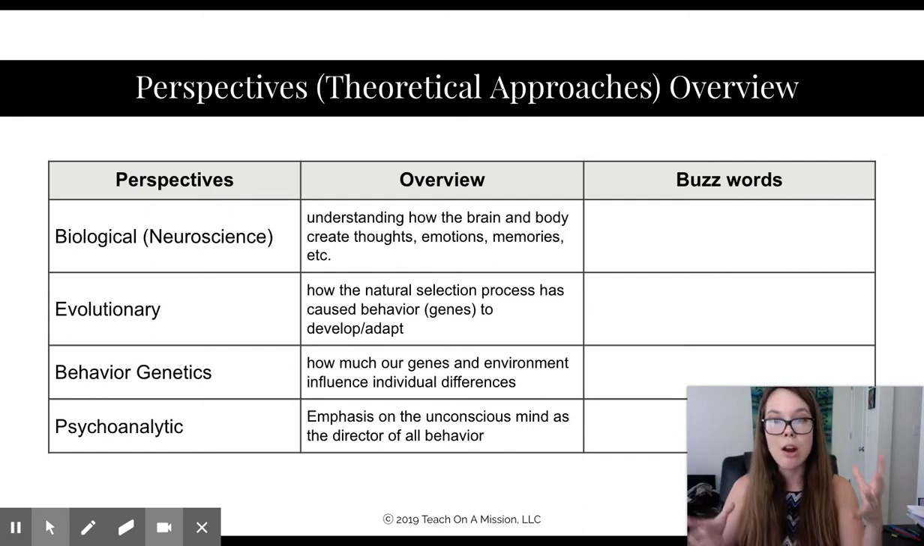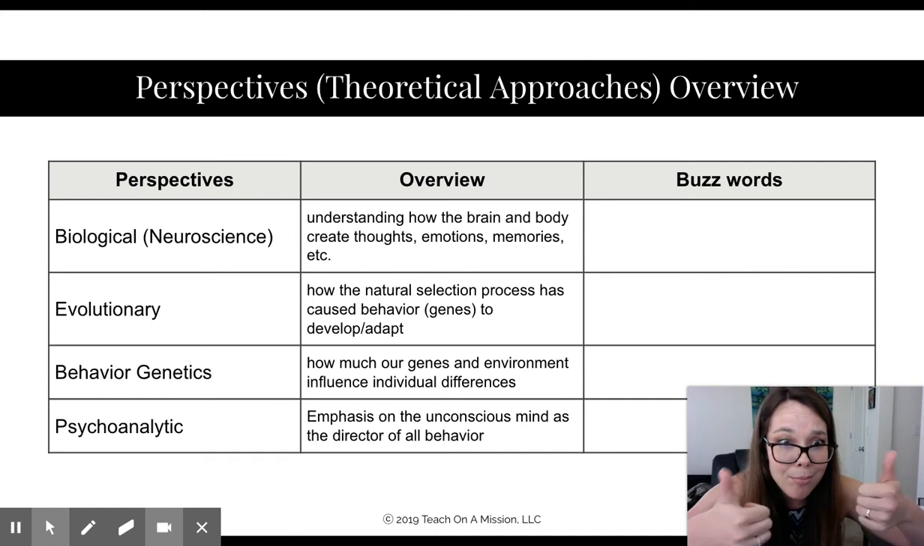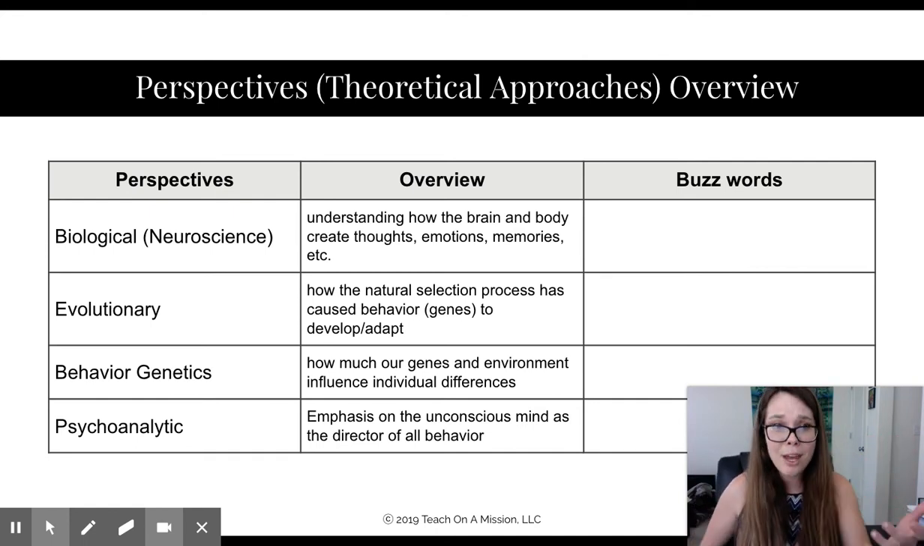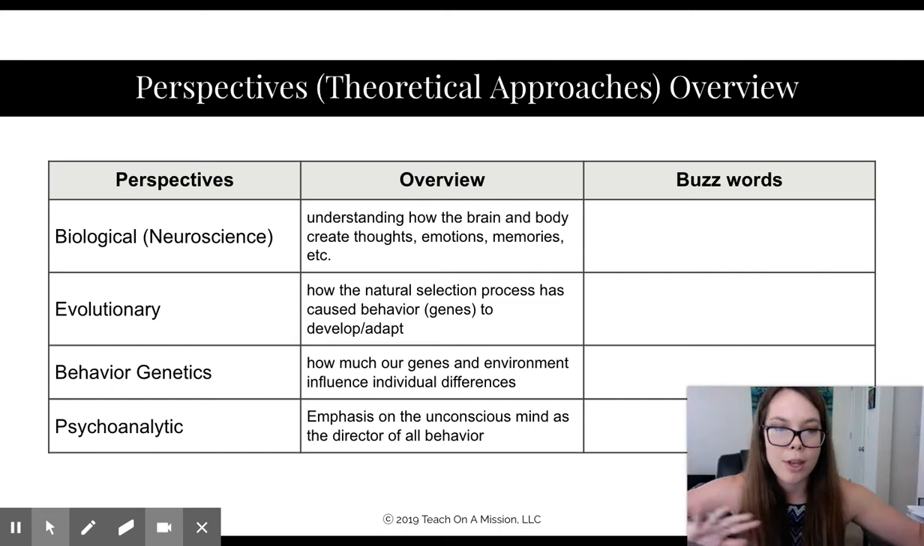So evolutionary, think of it as very survival. How do we adapt, right? Survival of the fittest. There's a reason that we have thumbs. Yes, this allows us to do lots of things. So the evolutionary perspective is how does it connect to our survival, right?